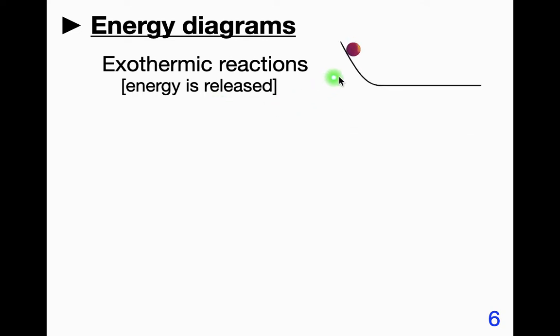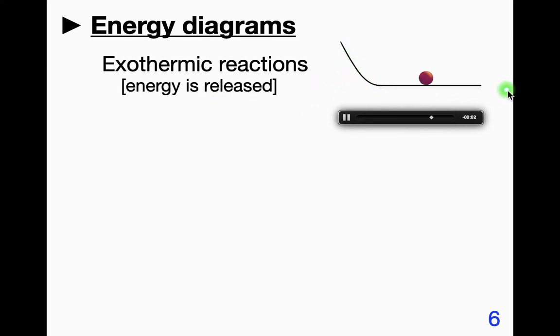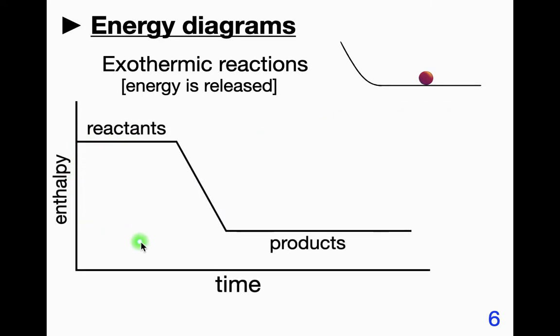You could think of it more simply as just a ball rolling down the hill. The ball has a certain amount of energy at the top of the hill. As it rolls down, it loses that energy, like the gummy bear lost energy as the reaction took place. All right, so we're going to look at a diagram that we use to represent this.